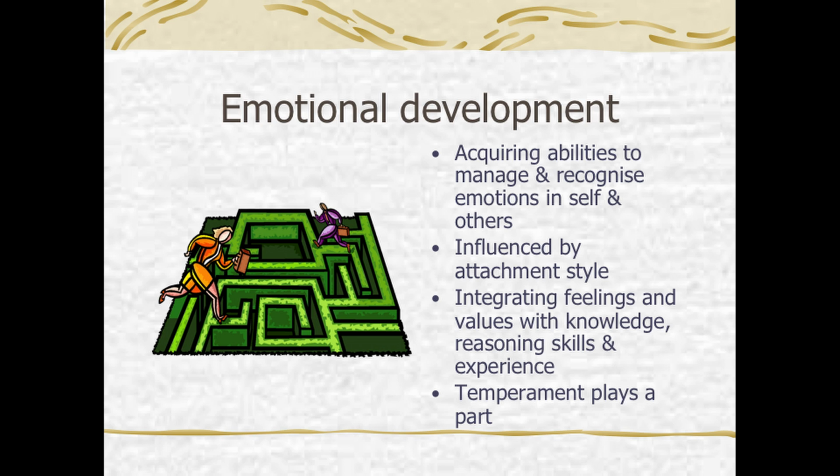Emotional, just going back to emotional development, the way that we defined it in SPICE was about acquiring abilities to manage and recognise emotions in oneself and in others, and that it's influenced by attachment style. It involves integrating feelings and values with knowledge and reasoning skills and experience. So there's quite a few different areas that come together, and temperament can play a big part in emotional development.